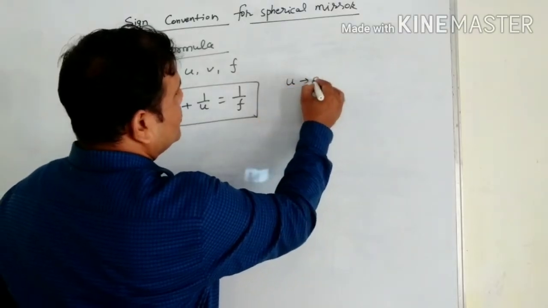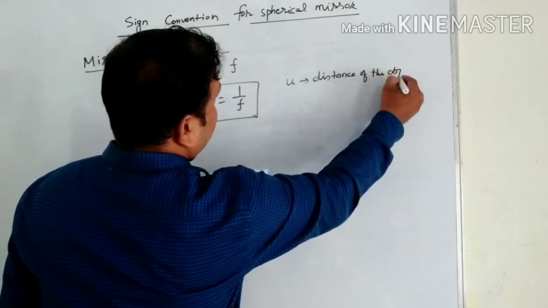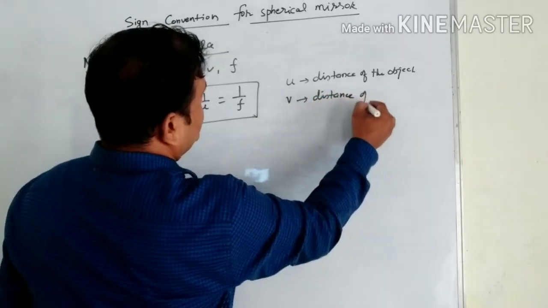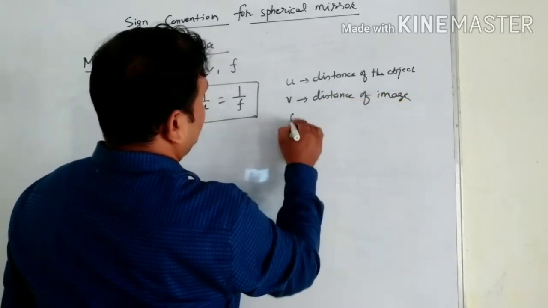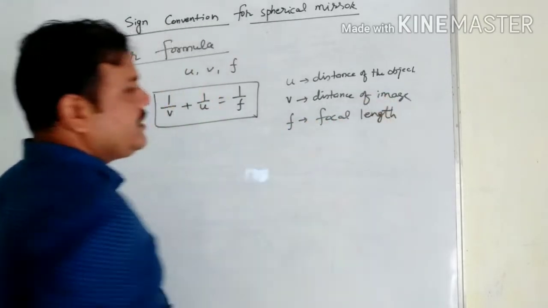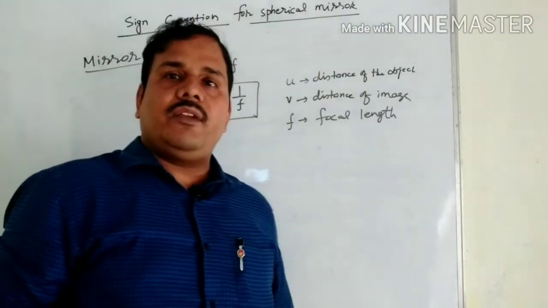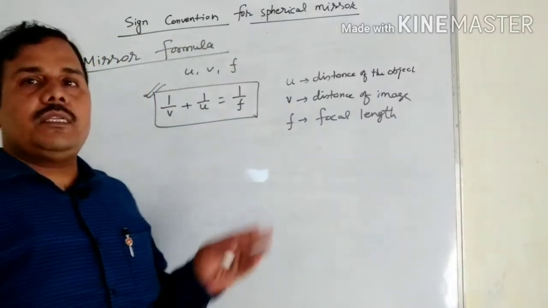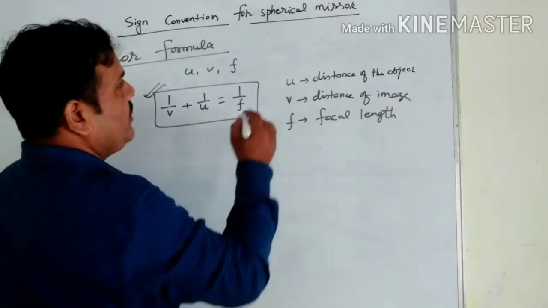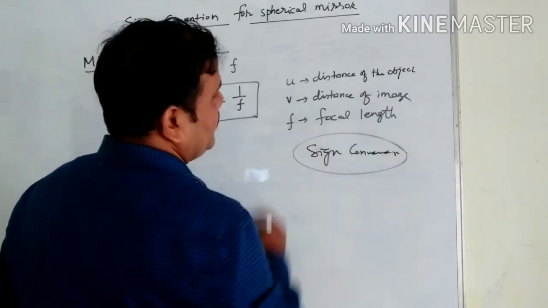u indicates the distance of the object, v the distance of the image, f the focal length. Clear children? We will use this whenever we solve numericals. Definitely we will follow this, otherwise you can't solve. And when we follow this, we use the sign convention. It is very important that you use the sign convention. This is very important.